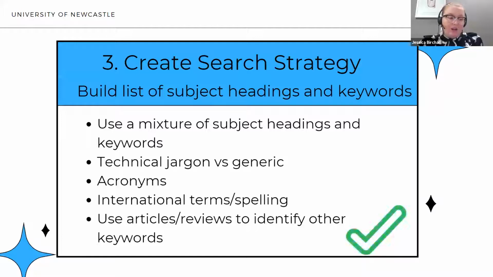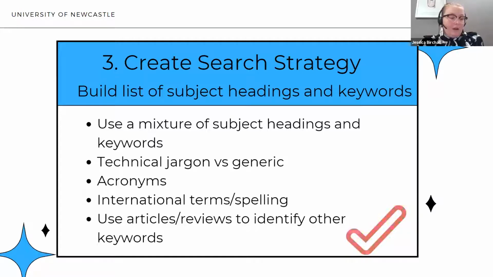Is the term recognised internationally, or do they use a different term in different countries? For example, young adult in Australia might not be recognised as much in the US as the term juvenile could be. If you're including those international terms, also make sure you think about international spelling, so US, UK, that type of thing.